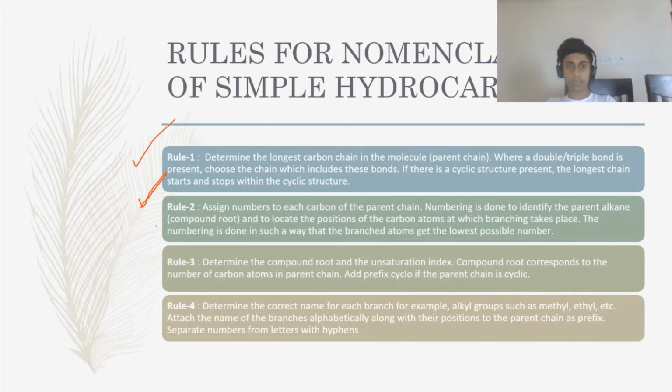Now, let's look at the lowest locant rule with a diagram. So, let's say we have carbons like this. Even the hydrogens are there, but we're just saying that the hydrogens are implied. Now, let's say we have a methyl group here.